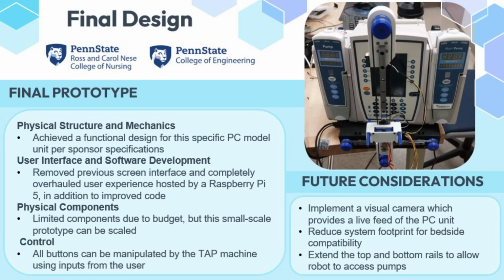Some of our future considerations is adding a camera for live feedback. Currently one of our settings is live motion, and we would have liked to add a camera so that the person controlling the machine could also see the screen, as currently that is unable to be done in a remote setting. Another part we want to do is extend the rails to the right and left so that the pushers can access the pumps on the side, which will allow further control remotely.